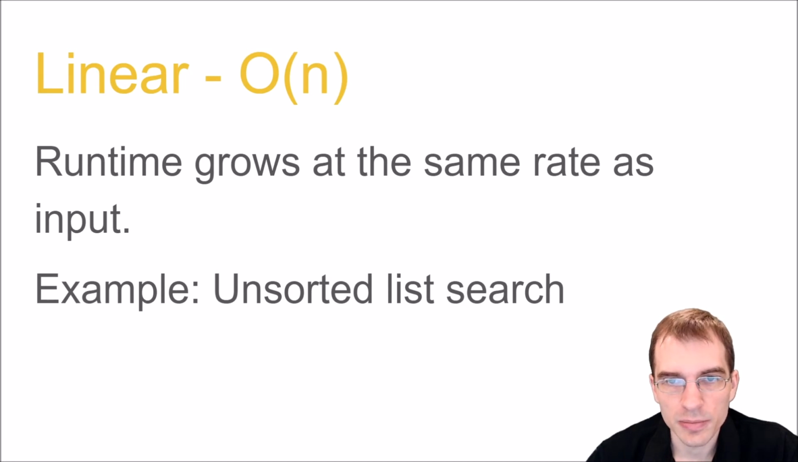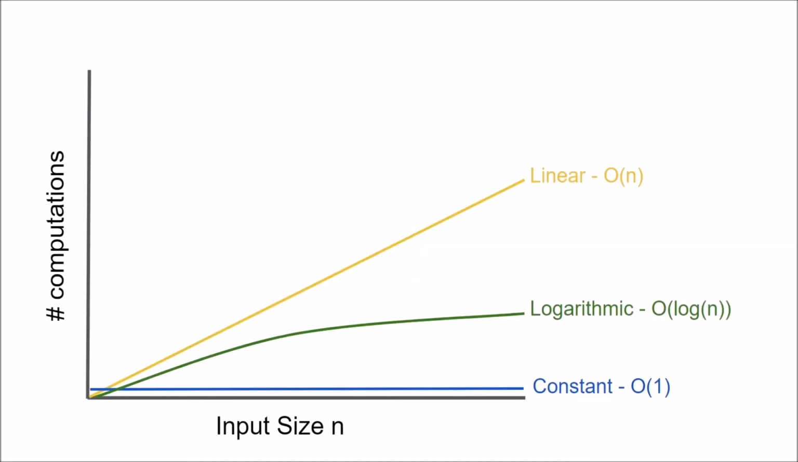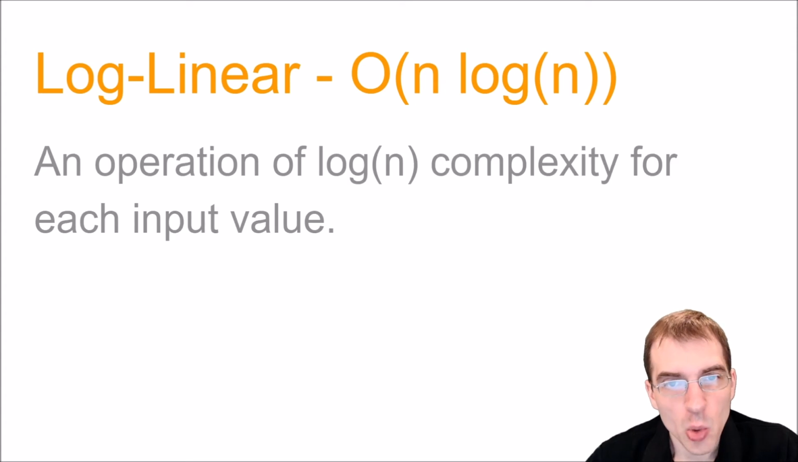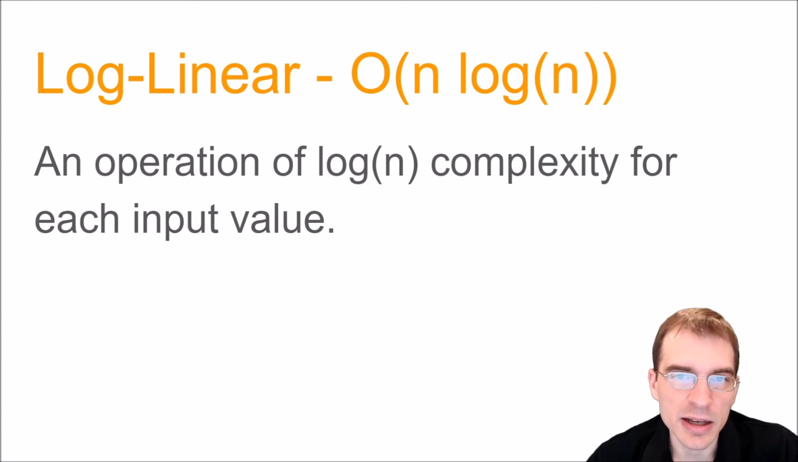So somewhat worse than linear time complexity are algorithms that run in so-called log linear time. A function that runs in the order of log linear is O of n times log n. What that means is you have to perform an operation of log n complexity for every single input value n. So basically, we have to do something log n, n times.